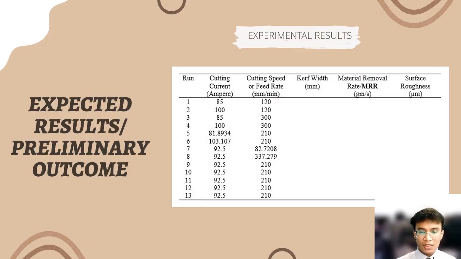Okay, for the next one is the expected result or preliminary outcome. The experimental result. This table shows that 13 experimental runs have been run on the Design Expert 13 software, and we get the values of cutting current and cutting speed or feed rate that will be used on FYP2 later.